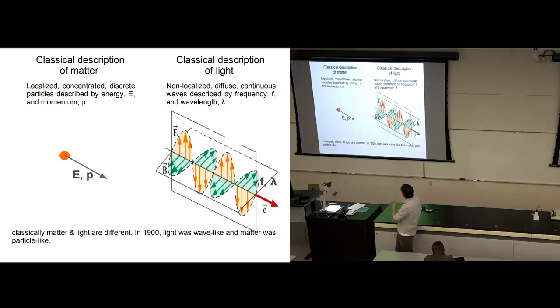light classically. And this was the situation at the end of the 19th century, end of 1800s, the beginning of the 20th century. That there were two sort of types of media in our world. There were waves, light is the classic example, and then there were particles like, for example, electrons or atoms, and they had very distinct properties.